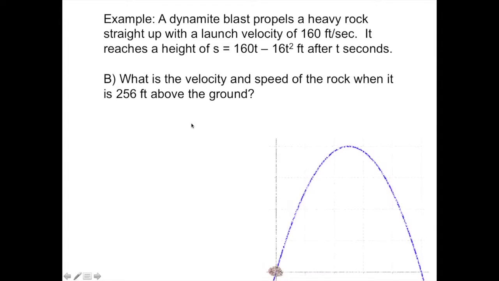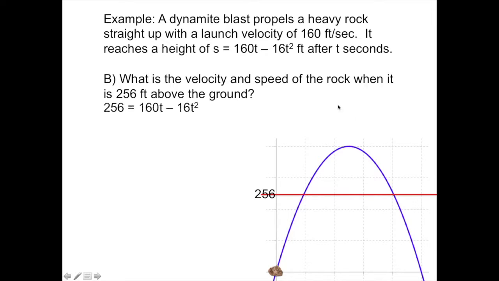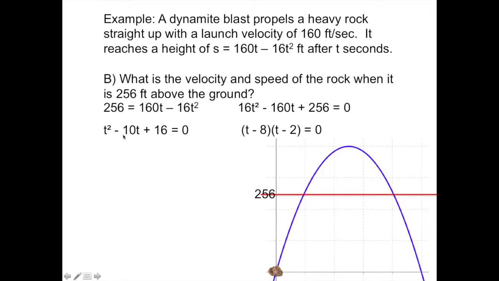So to get a picture of this, here's the path the rock takes. The top, we know the top is 400 from part A, so we'll put 256 about here. So what that's saying is that we need to take this position equation and set it equal to 256. I'm going to bring the 16t squared and the 160t over to the left, and it looks like I can divide by 16, so I'm going to go ahead and try that, and that works okay. And now I can factor this. So that is t minus 8 and t minus 2.